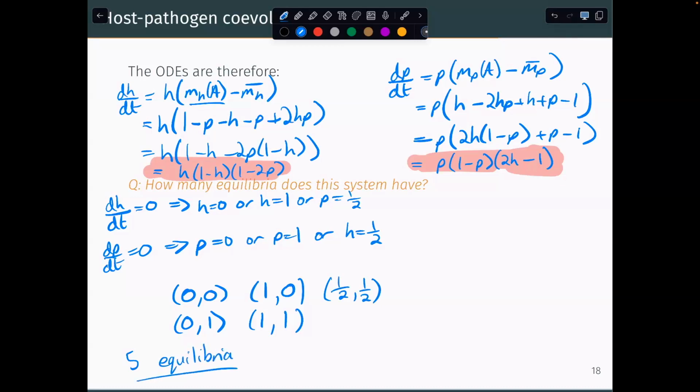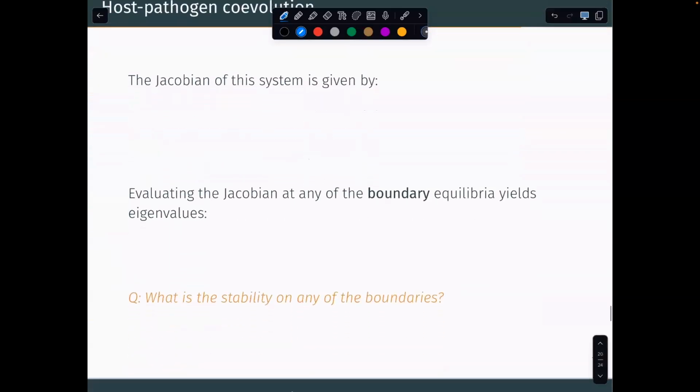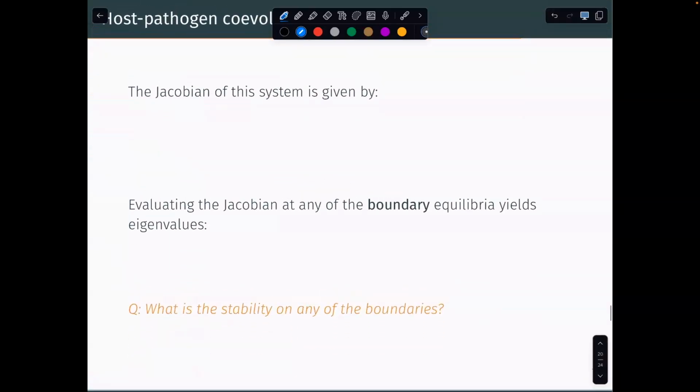Now, show of hands, who got 5? Okay. So 5 equilibria. So the next step is to look at our Jacobian to analyze the stability of these equilibria, okay?